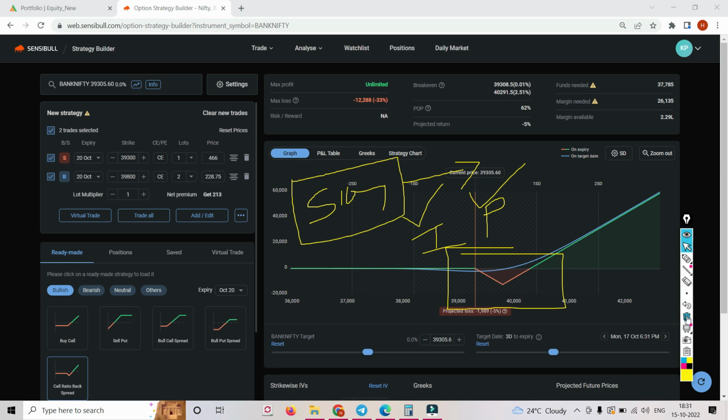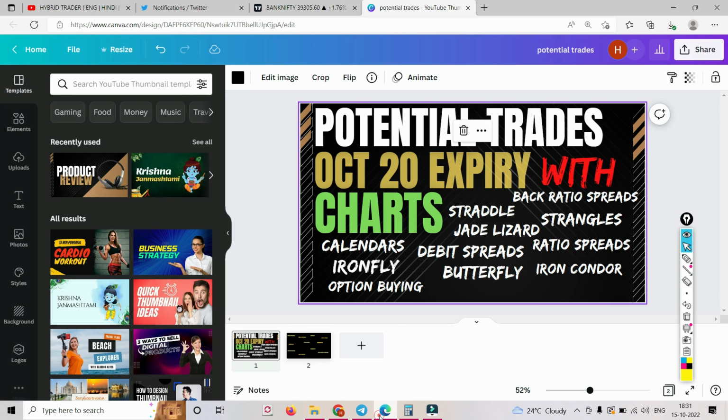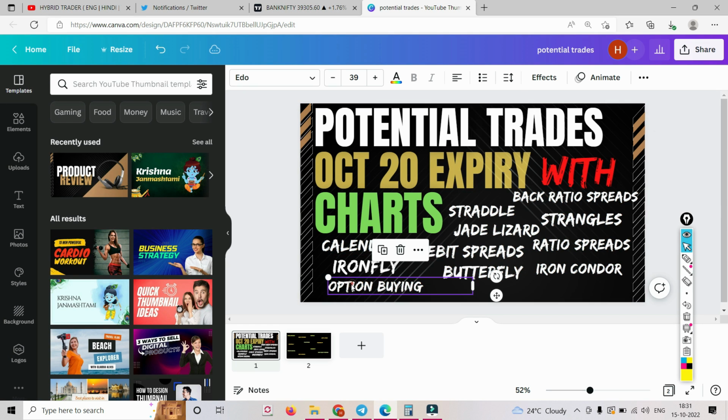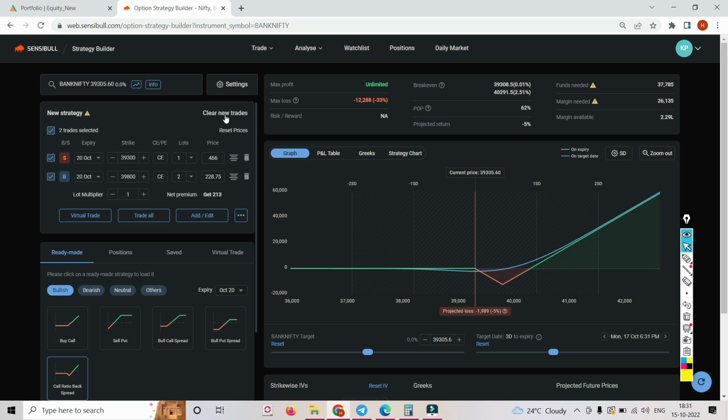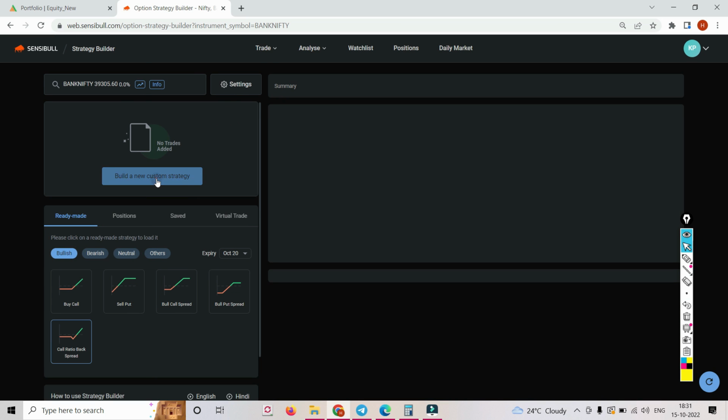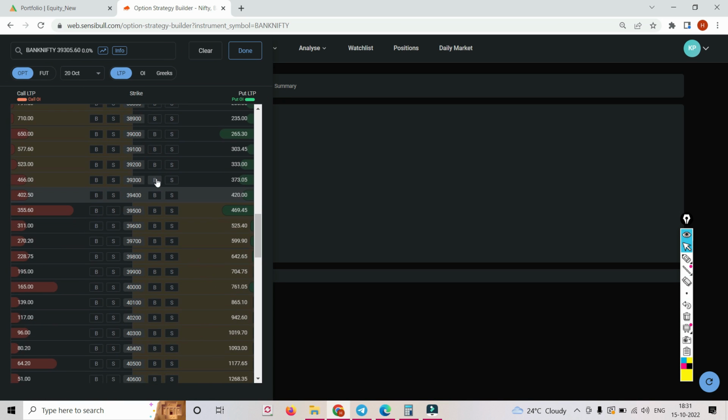Yeah, option buying. See, friends, this is very, very important. You might be surprised why option buying. I've already made a video. Even a positional trader can start with option buying. What I meant to say is, let's say I want to go for a debit spread. I'm a positional trader, and I'll take the call example.